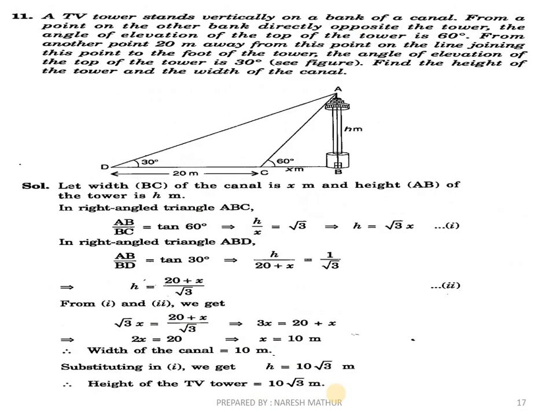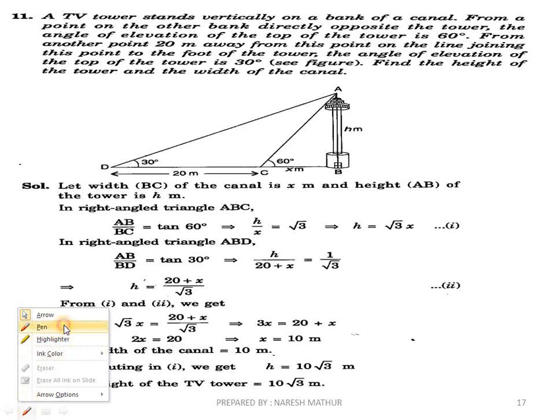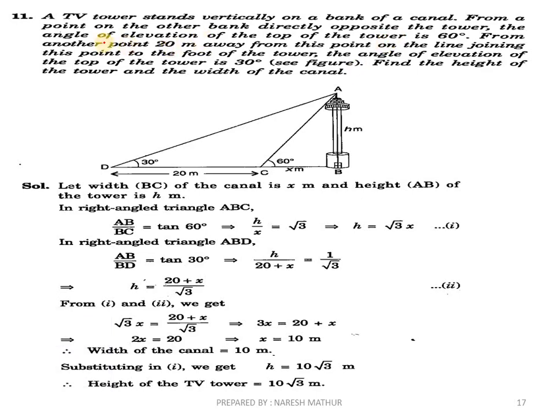Alright, in the next one, it is given a TV tower stands vertically on a bank of a canal, and from a point on the other bank directly opposite to the tower, the angle of elevation of the top of the tower is 60 degree, and from another point 20 meter away from this point on the line joining this point to the foot of the tower, the angle of elevation of the top of the tower is 30 degree. Now we need to find the height of the tower and width of the canal.